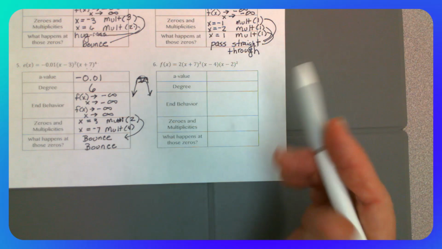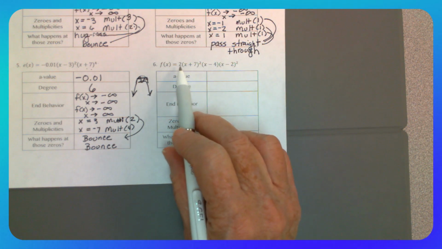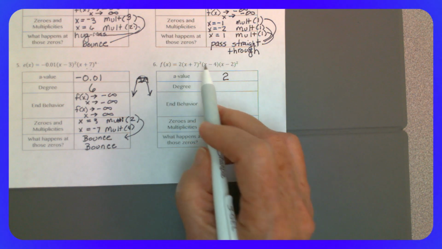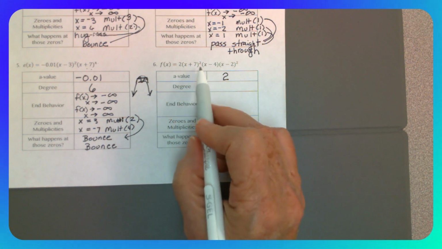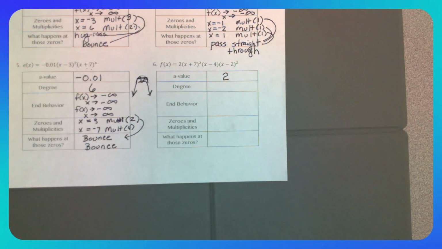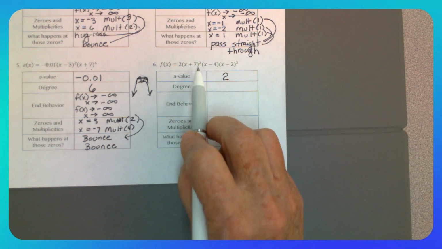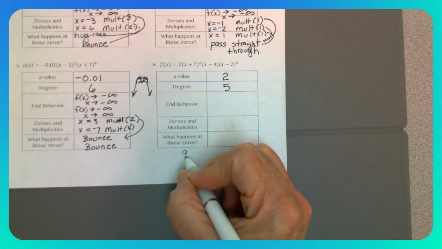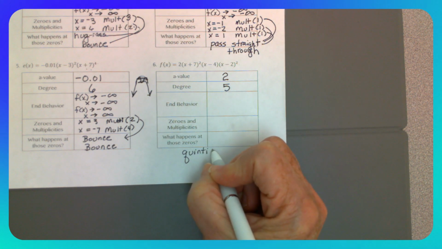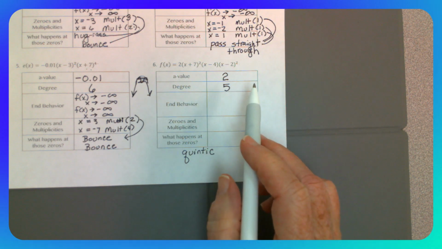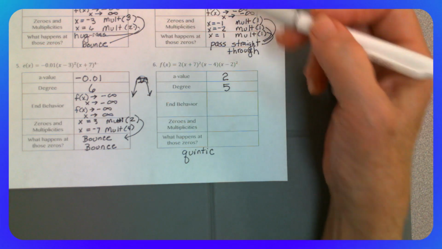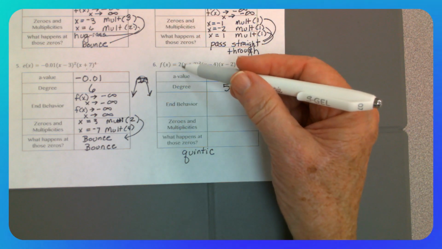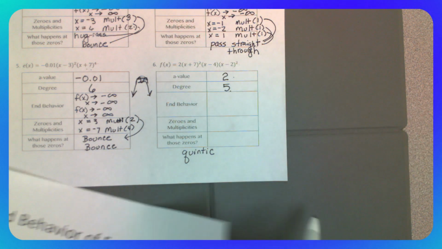All right, for question number 6, the a value, you can multiply it out, or you can just take it here, because I see there are no other numbers in here to multiply. So that's going to be 2. The degree is 2, 3, 4, 5. This is a quintic, just for your reference in case I say that. And degree 4 is a quartic up here. Quartic, quintic, quadratic.